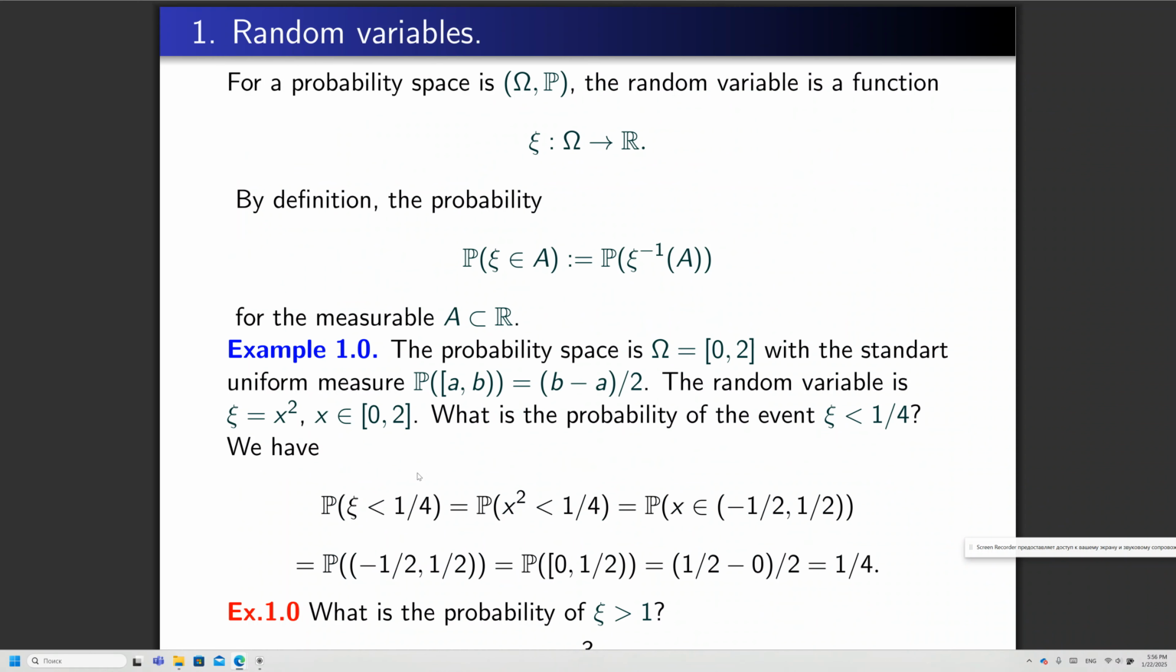Random variables. Often we will omit the algebra of the subsets, assuming that it is visible from the context what is the algebra of the subsets. For a probability space omega P, the random variable is some function from omega to real numbers. By definition, the probability of the event xi belongs to some set A of numbers is the probability of the pre-image of this set A.